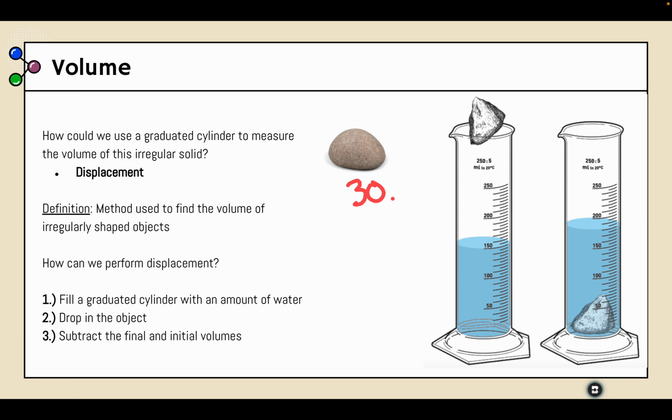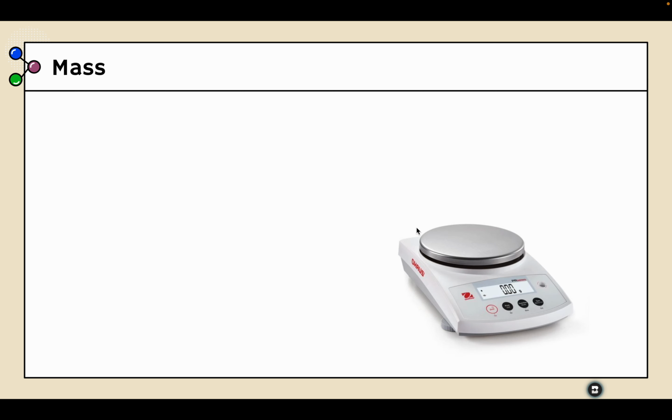Now, 30 what? Is it milliliters? I'm going to say no, it is not 30 milliliters. We're measuring water, right? We know that we're using a graduated cylinder and liquids are measured in milliliters, but because this is a solid, I'm going to say that this is 30 centimeters cubed. This tells me that we're measuring the volume of a solid. That's what I want to see, okay? So anytime that you see the volume of a solid, even though we're using displacement, I want you to use centimeters cubed, okay? Just for the sake of measuring solids.